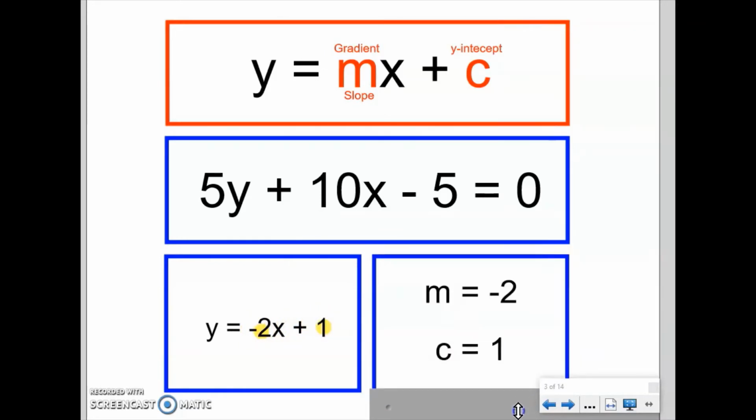So once I've done that rearrangement, done that manipulation, then I can confidently state that the gradient is minus 2 and the y-intercept is 1. So if I went ahead and drew the graph, I would know that the straight line cuts through number 1 on the y-axis, and it has a gradient of negative 2. So for every 1 square along, I would be coming 2 squares down. That would relate to a gradient of negative 2.